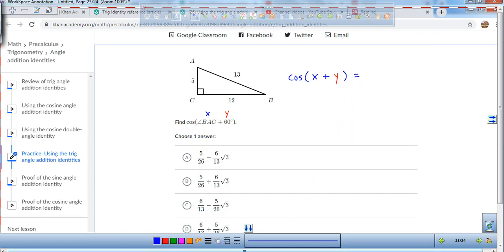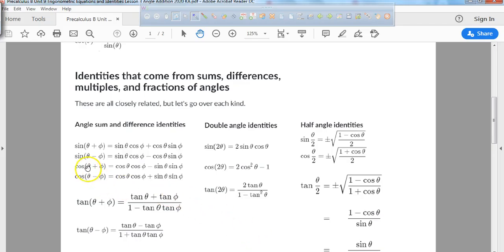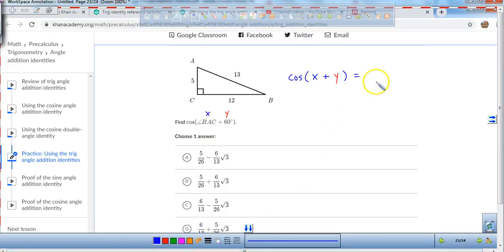So I'm going to go back over here and look at cosine of theta plus phi. It says cosine cosine minus sine sine. Alright, so that's going to be pretty easy. There's your x, there's your y, there's your x, there's your y. Cosine cosine minus sine sine. Cosine cosine.